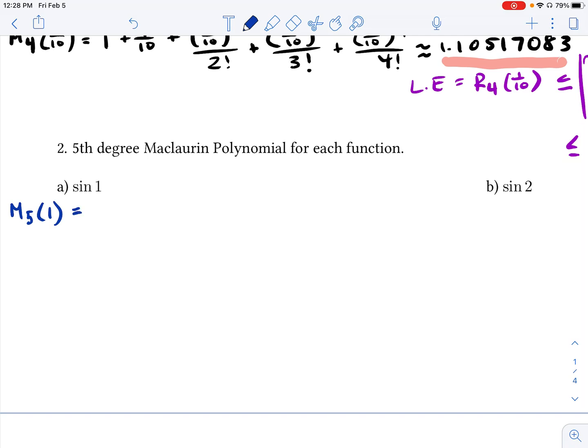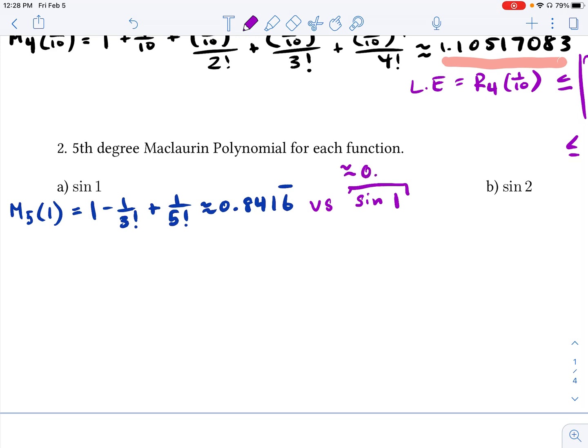And I'm just going to plug in 1 for all of my x's, which is 1 minus 1 over 3 factorial plus 1 over 5 factorial. And if you don't have your elementary series memorized, what are you waiting for? Get those memorized. So when I calculate this, this comes out to approximately 0.8416 repeating. And while I'm at it, let's compare it to what the sine of 1 actually is. The sine of 1, if you make sure you're in radians, is approximately 0.84147. So we see that our Maclaurin polynomial right away is pretty good.